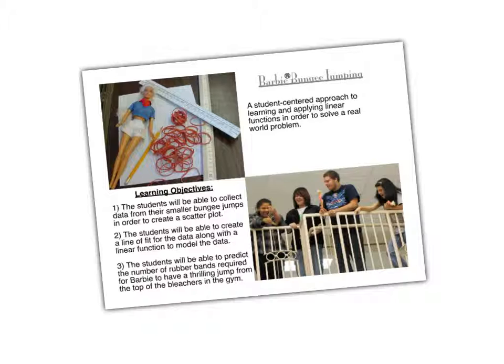They will create a line of fit for that data that will allow them to have an equation that would model it. And then they will use this equation to predict the number of rubber bands required for Barbie to have a thrilling jump, and I define that as a jump that gets her as close to the floor or the bottom without hitting it. And we're going to go into the gymnasium and drop Barbie off the back of the bleachers from that distance.